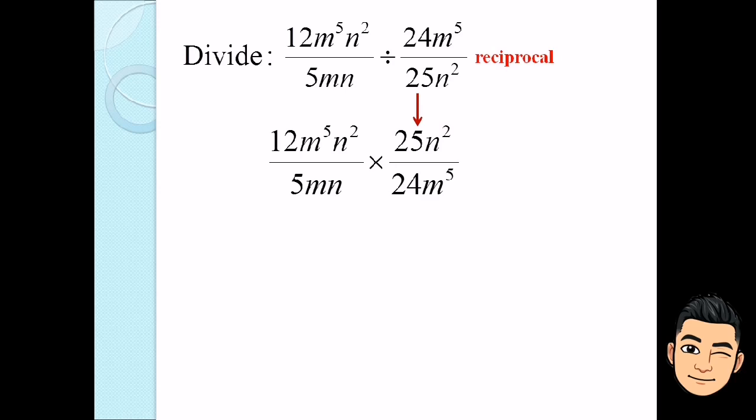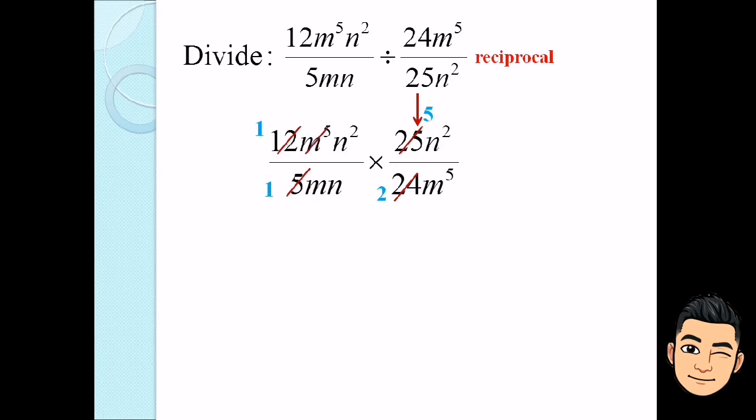Magsimula tayo sa pagka-cancel ng mga constant terms. So, we can cancel 12 and 24. The greatest common factor is 12, so we can divide it by 12. So 12 divided by 12 is 1. 24 divided by 12 is 2. What else? We can cancel also 25 and 5. So 25 divided by 5 is 5, and 5 divided by 5 is 1.